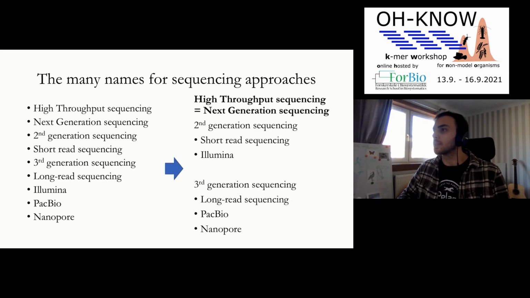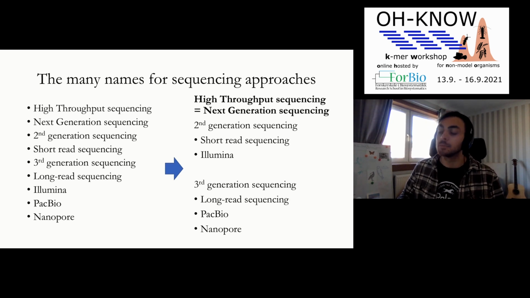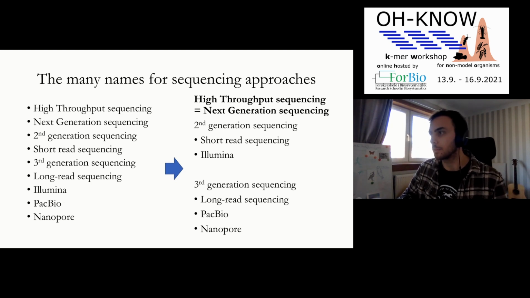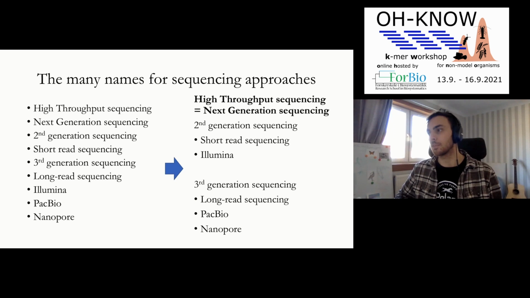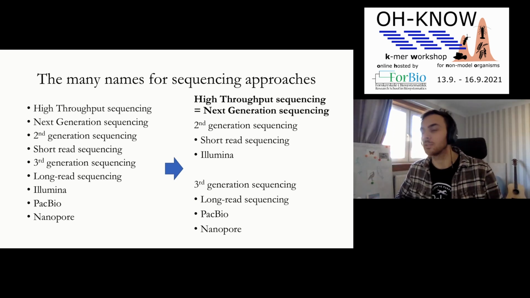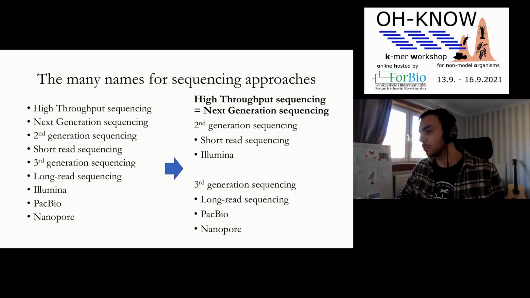But really what these can be broken down to is the fact that high throughput sequencing is next generation sequencing. And then these sub-generations refer to the type of technology that you're using. So second generation typically refers to short read sequencing, which is often done with Illumina. And third generation is now this longer read sequencing. So that's normally things like PacBio or Oxford Nanopore data.